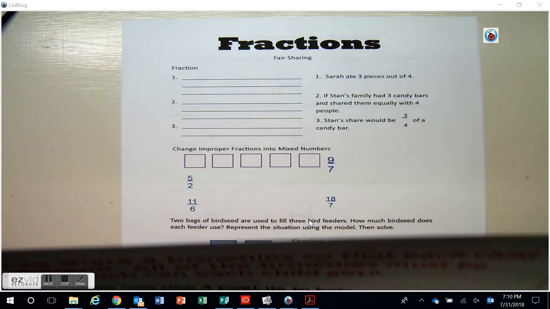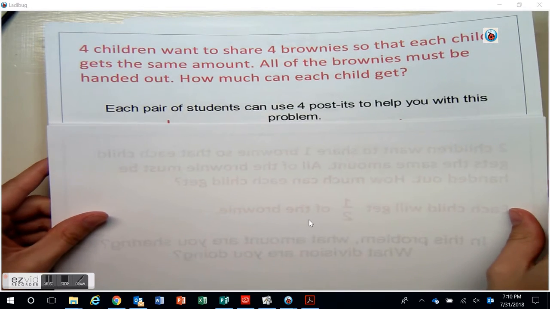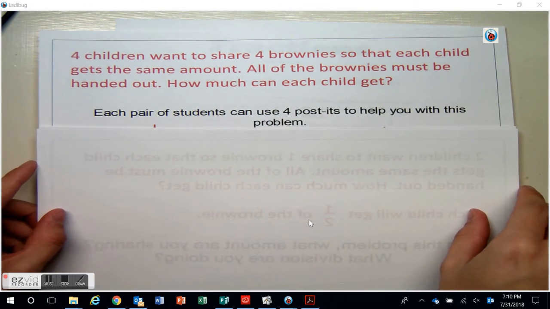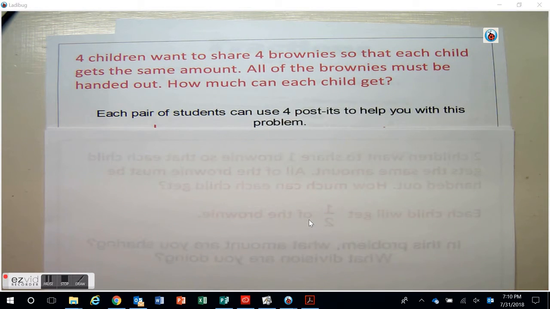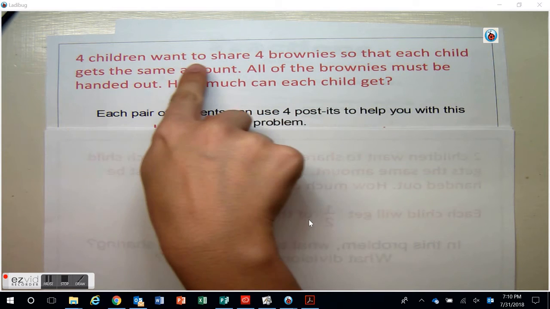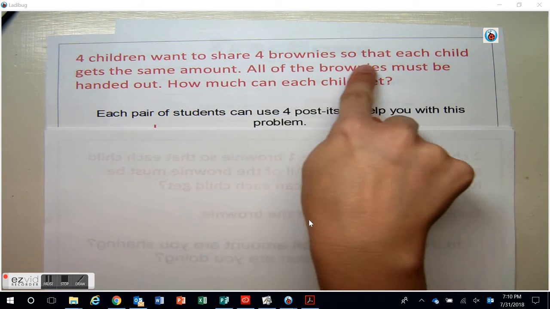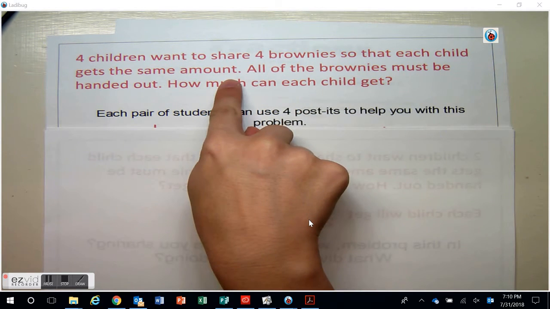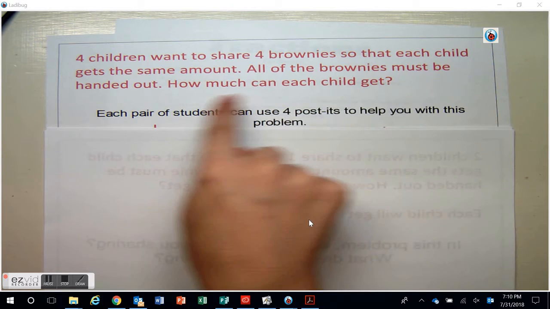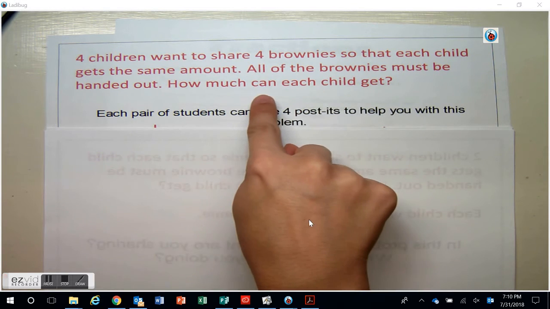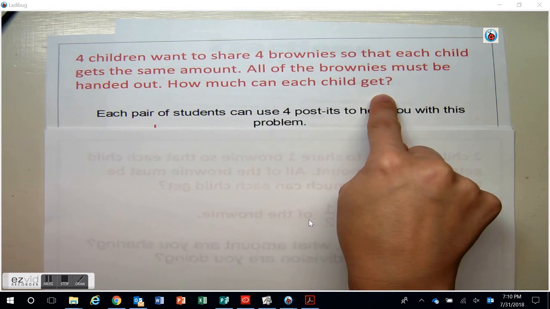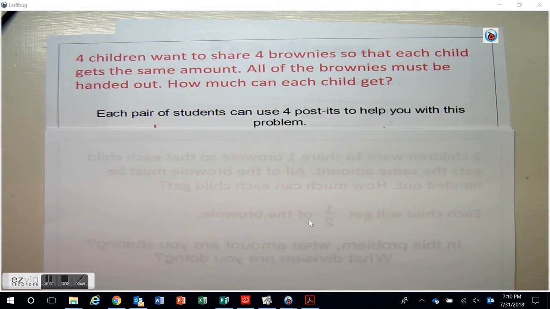Alrighty, so let's look at some example problems. Imagine that 4 children want to share 4 brownies so that each child gets the same amount. All of the brownies must be handed out. How much can each child get?